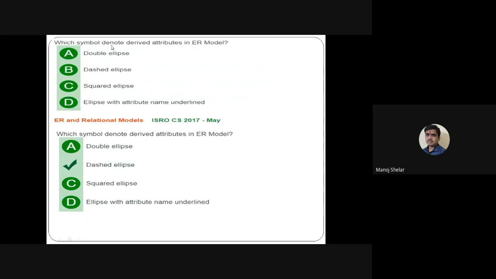Which symbol denotes a derived attribute in the ER model? It's very easy. This question was in the ISRO exam. The options: double ellipse, dashed ellipse, squared ellipse, ellipse with attribute name underlined. So for a derived attribute, example: date of birth is one attribute. Using date of birth, the derived attribute is age. So it is denoted by a dashed ellipse. So dashed ellipse is the answer of this question.